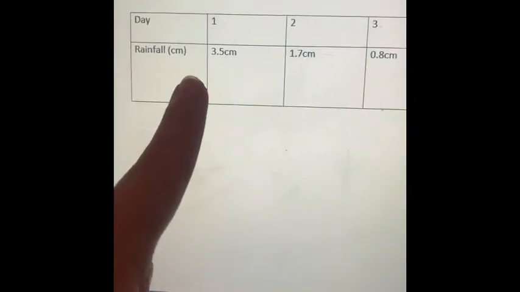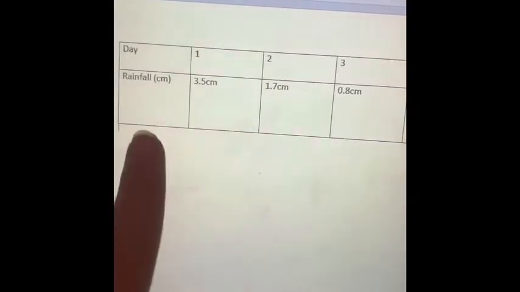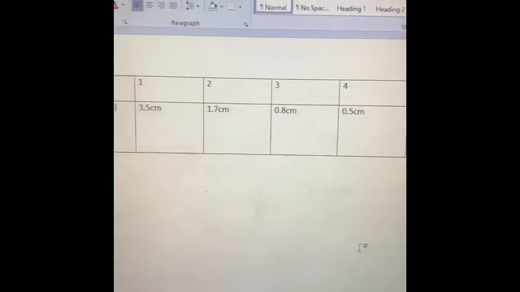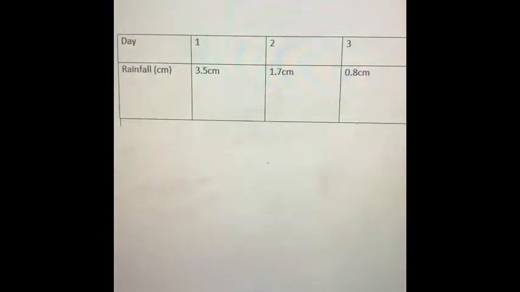So here we've got a table that's showing us some data. So we've got the days and we've got rainfall in centimetres. So you've got 5 days and 5 measurements there as well, and they are given as decimals. So this has been given to 1 decimal place, these answers. Okay, so we're going to plot this as a line graph on a piece of lined paper.